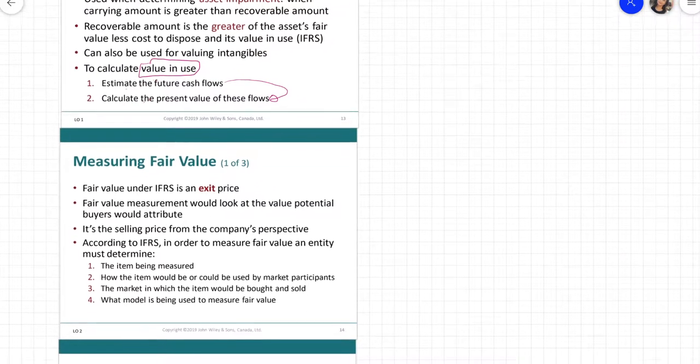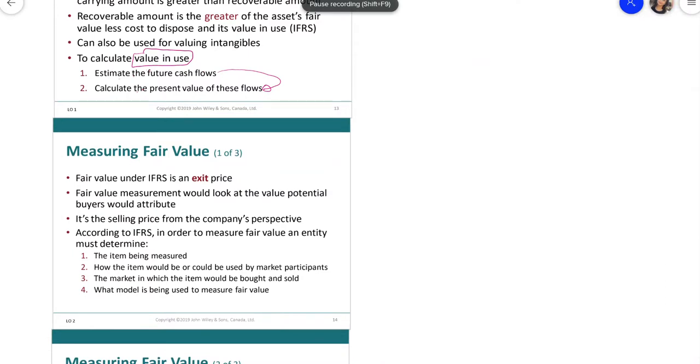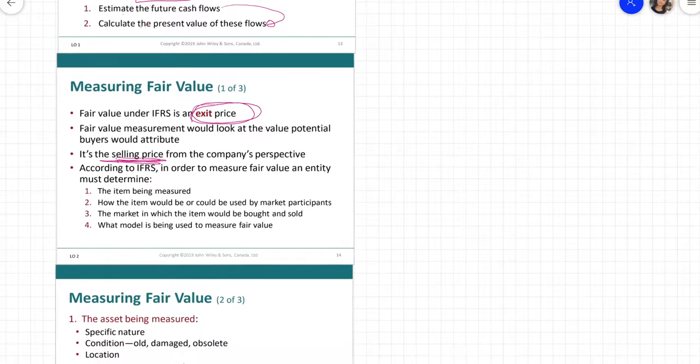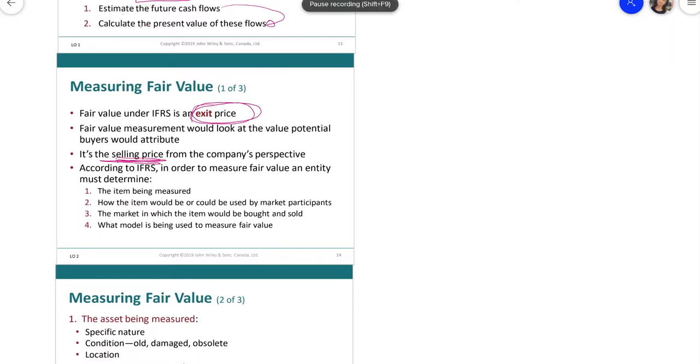Measuring the fair value: this method is used under IFRS. Fair value under IFRS is an exit price. Exit price is also called a selling price, so it's a selling price from the company's perspective. Now, fair value can also be measured by looking at the value to potential buyers. So we have an asset and somebody wants to buy that asset. What value does that potential buyer want to pay us? That is also a fair value of the asset.